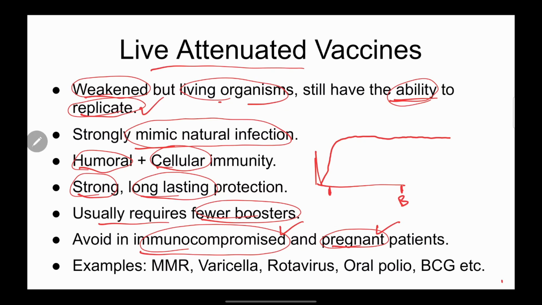Now, some of the examples of live attenuated vaccines are going to be MMR, so measles, mumps, rubella, varicella, which is basically your chickenpox, rotavirus, which can cause acute viral gastroenteritis in children, especially polio, and BCG.